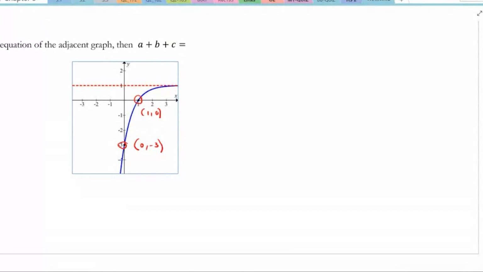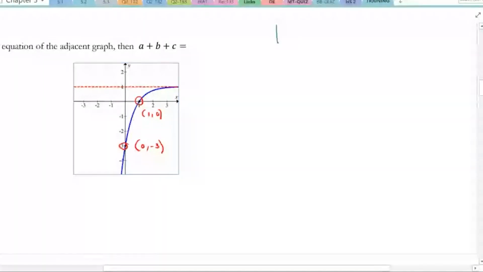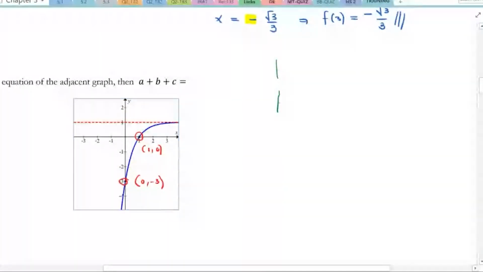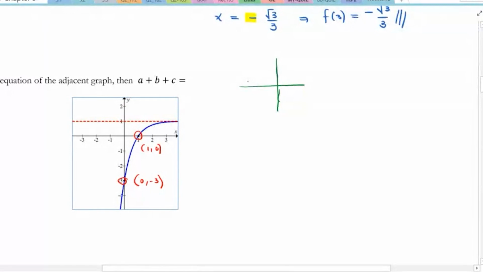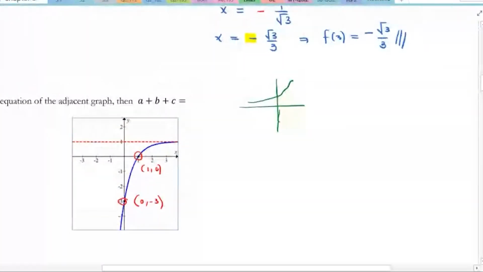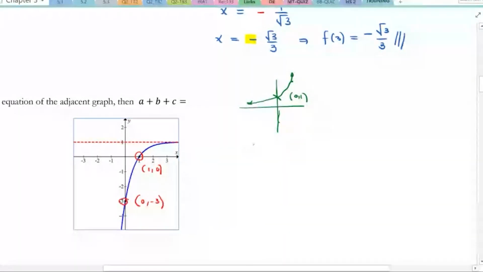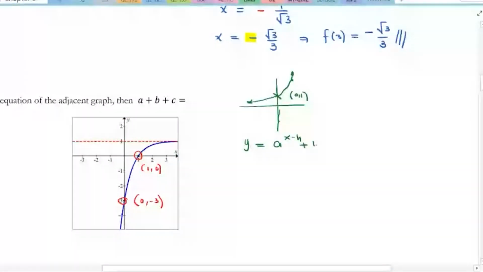The best way is to know the equation of each of the graphs of exponential. Let me give it to you. Number one, if we have an exponential, we have a graph like this one. When the graph is increasing, this is (0, 1). What is the general equation for this? It is y equal to a to the power of x minus h plus the horizontal asymptote.